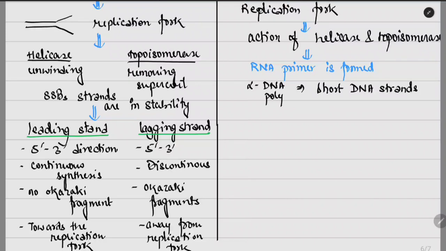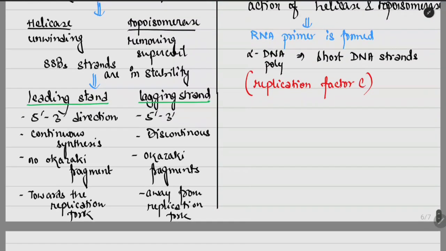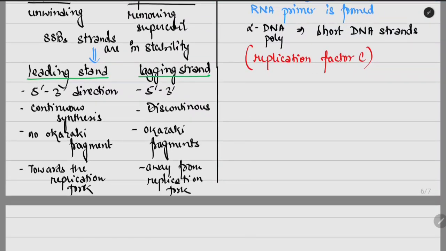Here there is a factor known as replication factor C. This is helpful for the replication process. There are different factors present here, but the most important one you should remember is replication factor C. After this action of the alpha DNA polymerase, the action of the epsilon and delta DNA polymerases takes place. Now you know that the epsilon one acts on the leading strand and the delta one acts on the lagging strand.